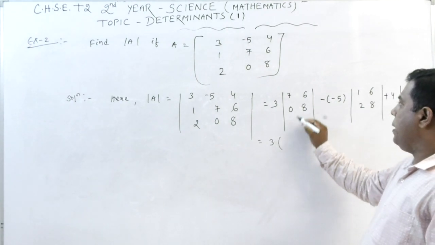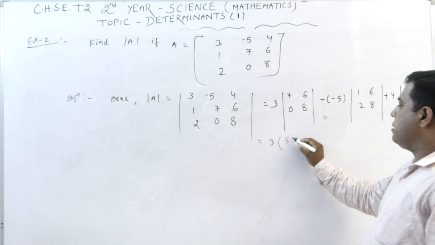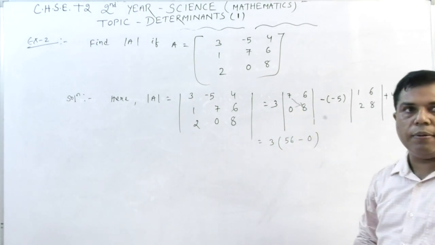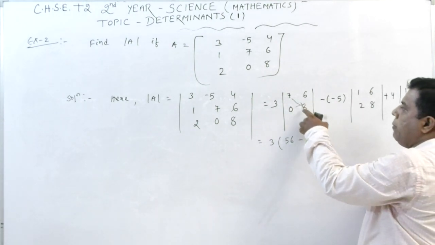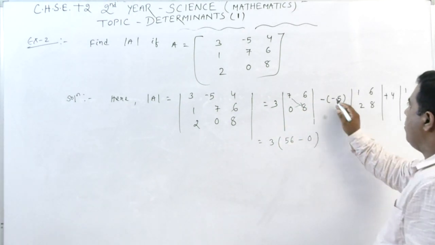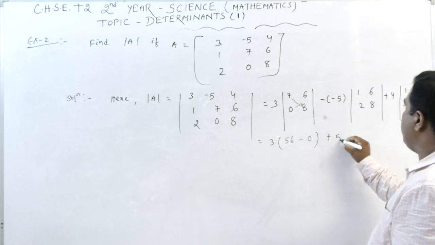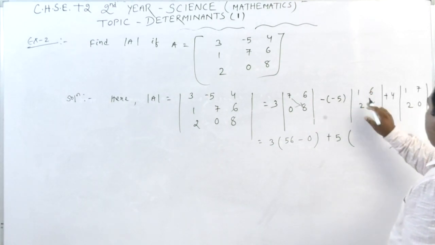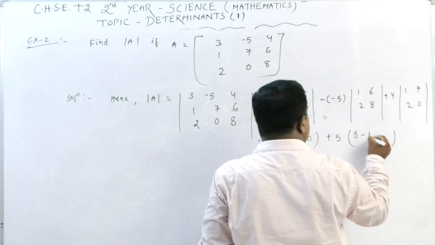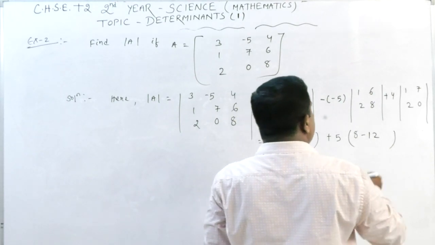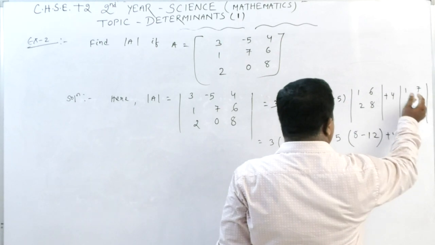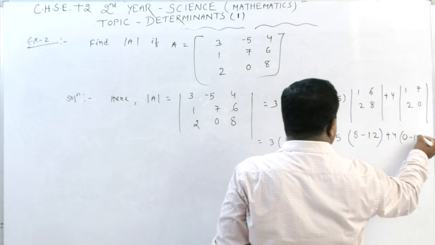It is 3 multiplied by 7 into 8, 56 minus 0. You see, it is initially evaluated from the leading diagonal: 7 multiplied by 8, 56, minus 0 multiplied by 6, 0. Minus minus, again plus 5 multiplied by 1 multiplied by 8 minus 2 multiplied with 6, what we get? 12. Then plus 4 multiplied with 1 multiplied with 0 minus 14.